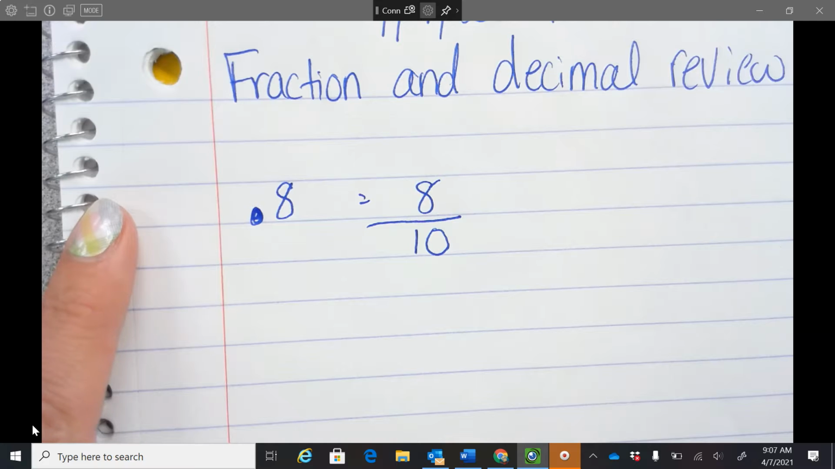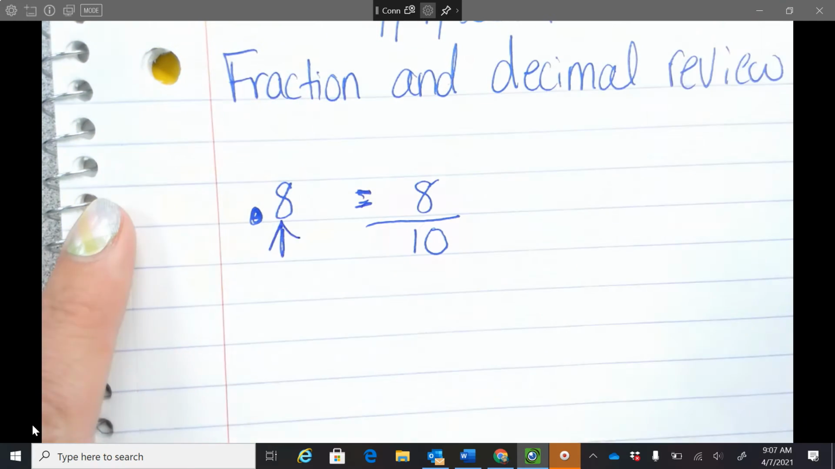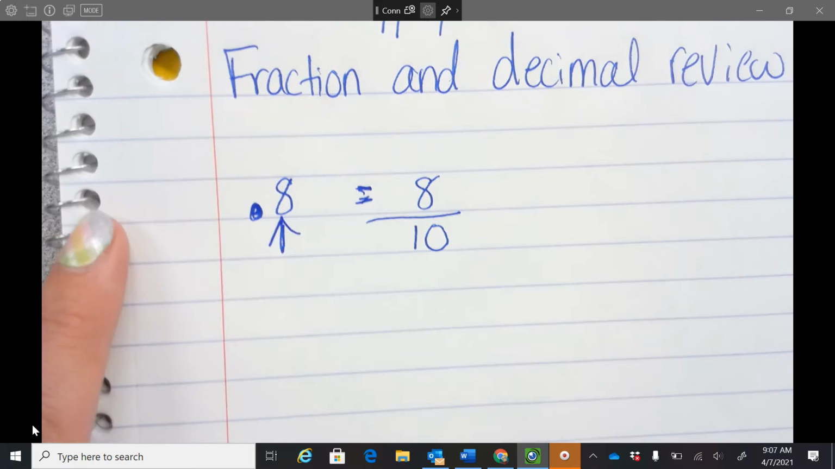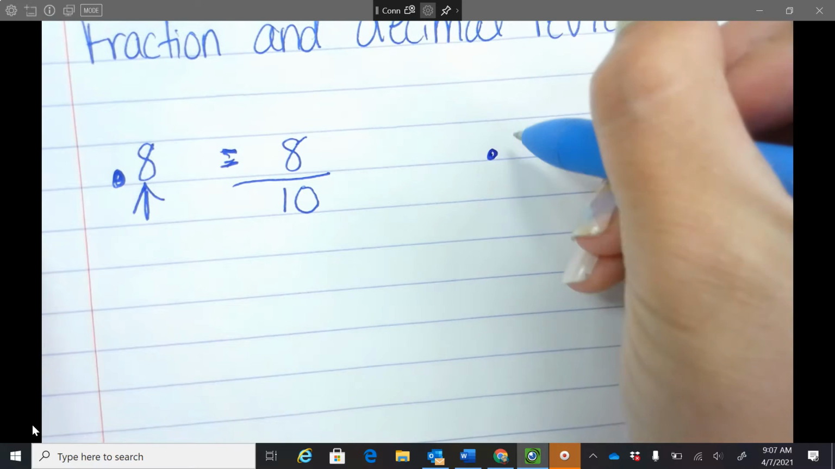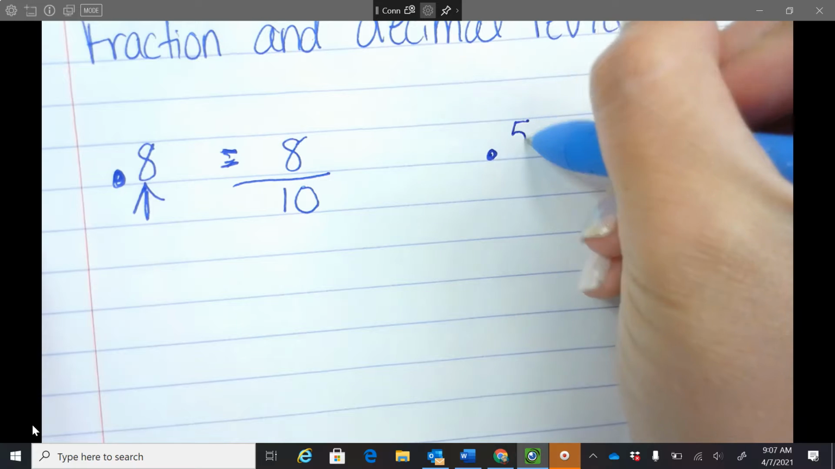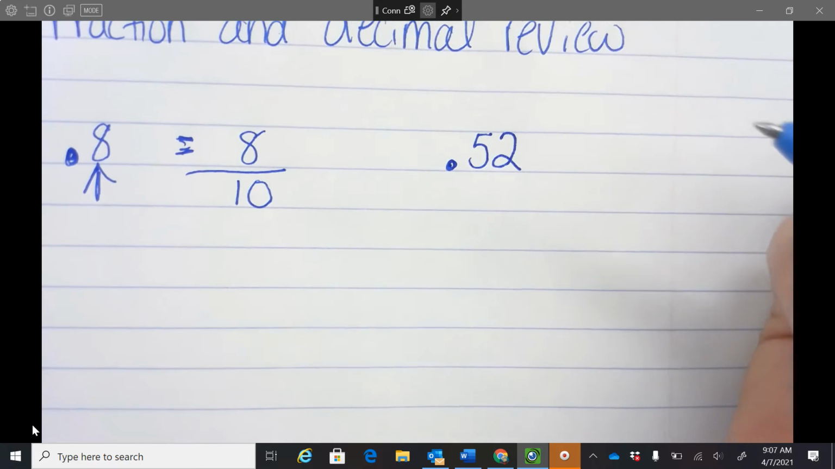Because the 8 is in the what place value? Tenths place value. Awesome. Write this decimal as a fraction.